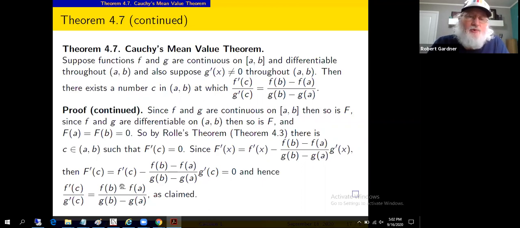I want to relate this to a rate of change, but I can't. It's a quotient of rates of change is what it is. But that was the claim. So Cauchy's mean value theorem is a generalization of the mean value theorem. If we were to take the g function as the identity function, g of x equals x, this would reduce down to the regular old mean value theorem, it turns out.